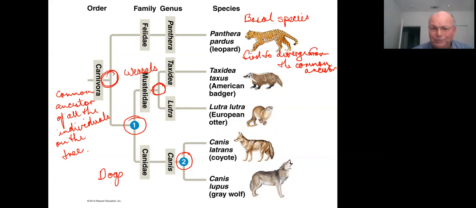So there are some rules of the game that we need to be aware of in order to be able to extract data out of these phylogenetic trees. And we'll talk a bit more about those rules as we progress onwards.